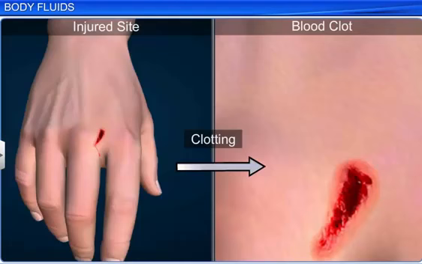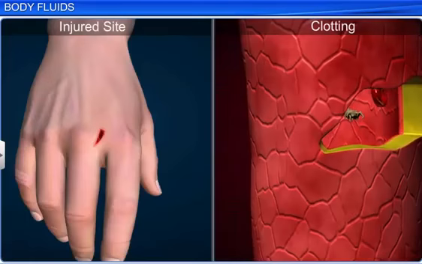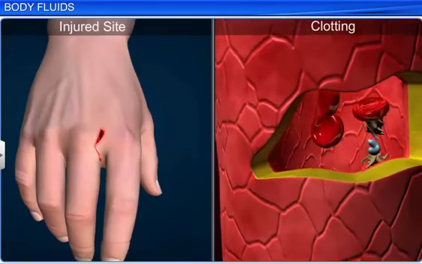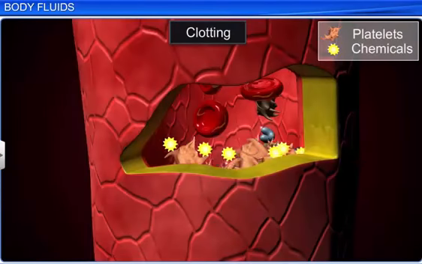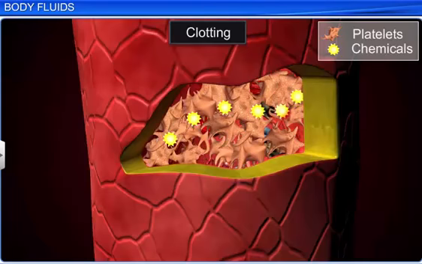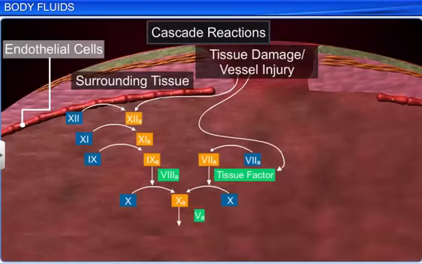Clotting or coagulation is a protective mechanism that takes place at an injured site to prevent loss of blood. An injured blood vessel releases certain chemicals which trigger the activation and accumulation of platelets at the injured site. The activated platelets in turn release other factors required for clotting. These factors, along with thrombokinase and calcium, activate the inactive clotting components of plasma to start a cascade of reactions.